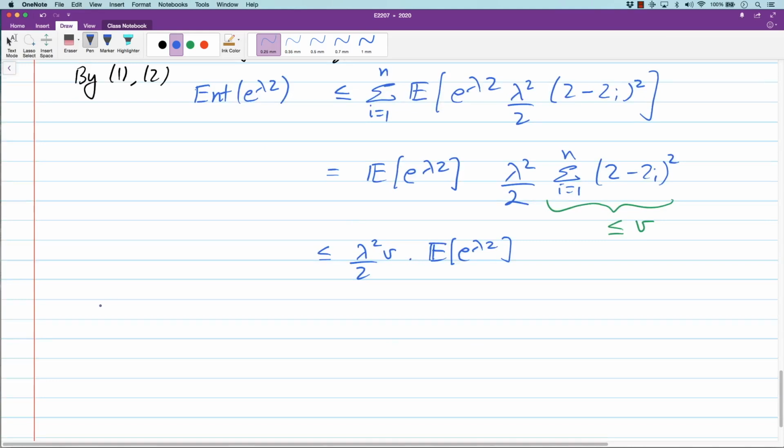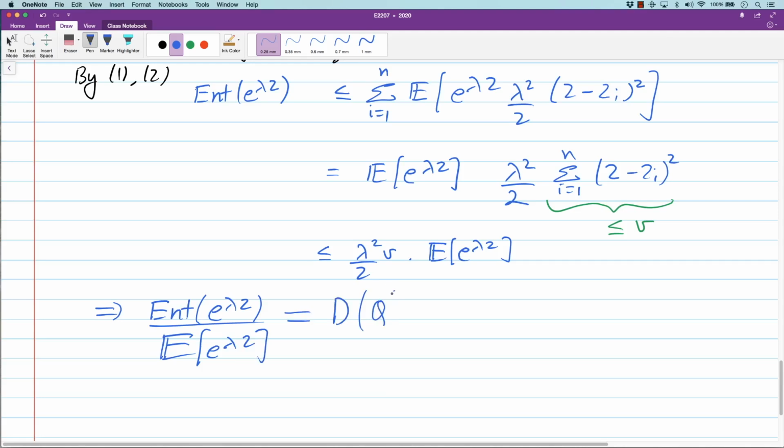Okay, so what we have is the entropy of e to the power lambda z divided by the expected value of e to the power lambda z. Remember that this is the divergence that we were looking for. This is the divergence q lambda f from p, and we are showing that this is less than or equal to lambda square v by 2.